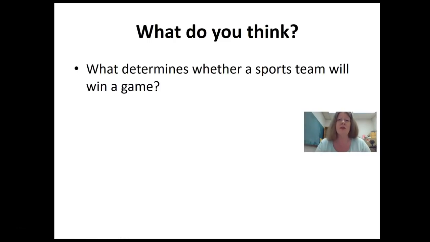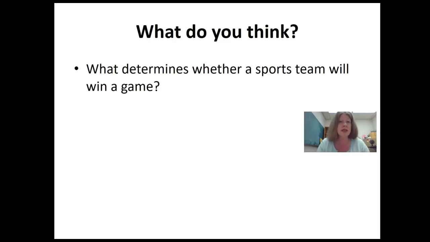Maybe you're thinking about the quality of coaching, how much practice the team gets, personalities of players on the team, their teamwork, how well they get along with each other, their fitness levels, how much exercise they get, or weight training. We could probably think about a lot of different things. I'm wondering if you're thinking about uniform color. Could the color of the uniform have an impact on whether a player or a team will win a game?